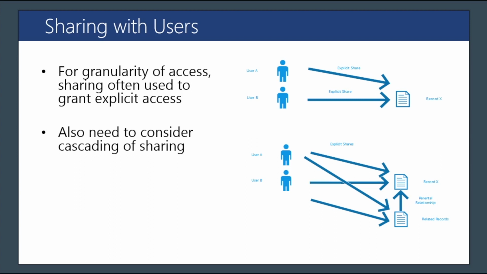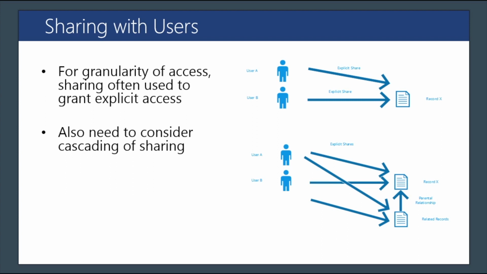As the number of records in the database grows and the number of shares grows, your POA table starts growing, right? And a very large principal object access table can have performance implications, okay? So if we look at the example here on this diagram, we have user A and user B who have shared record X, right?